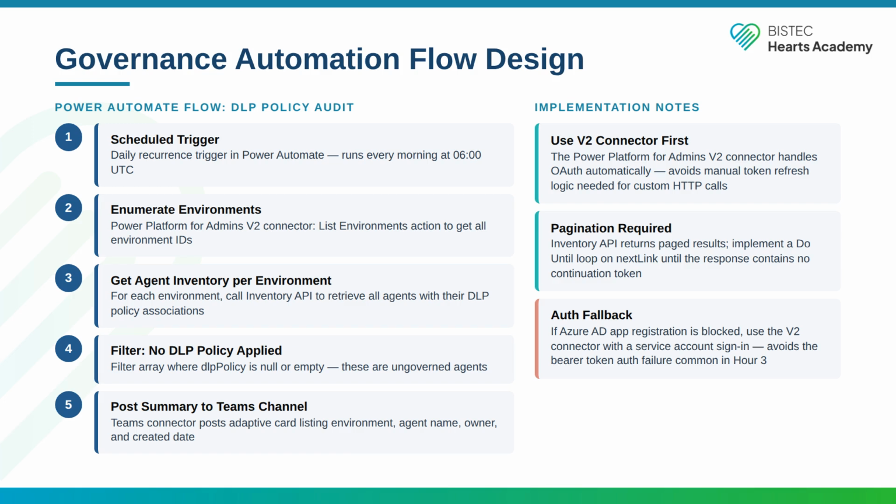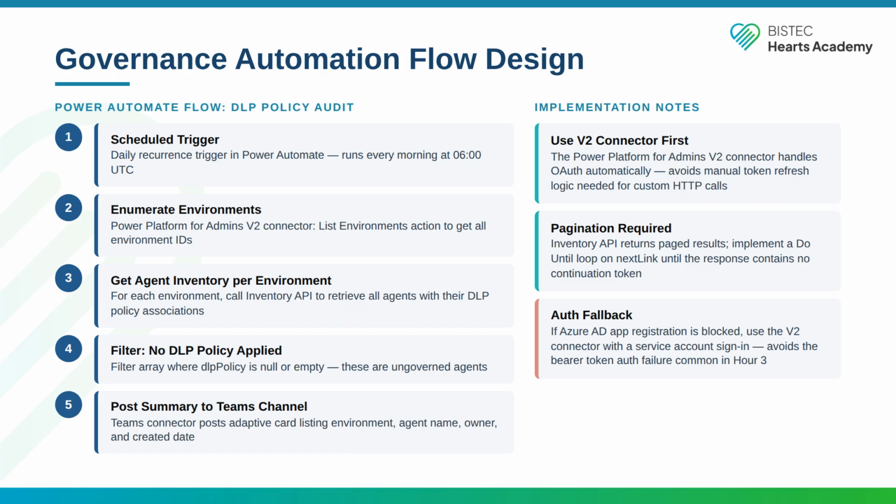The second step enumerates all environments using the Power Platform for Admins V2 connector's list environments action. This returns all environment IDs in the tenant, which are required for the inventory calls in the next step. The third step retrieves agent inventory for each environment. For each environment returned in step 2, the flow calls the Inventory API to retrieve all agents with their DLP policy associations. This is an inner loop, one Inventory API call per environment.